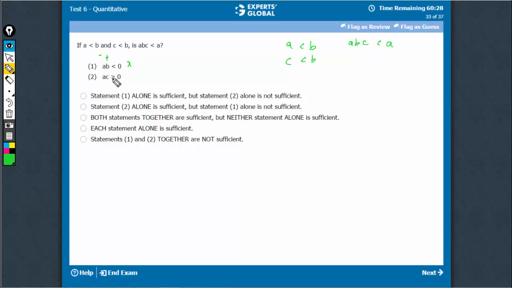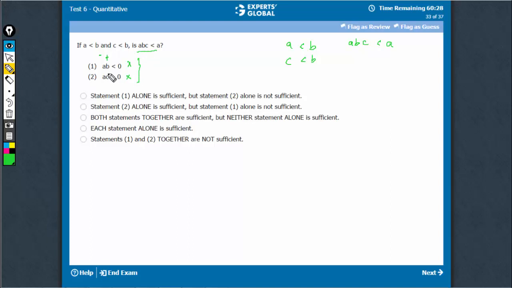Statement 2: a into c is greater than 0. This alone cannot be sufficient. It gives very little information. Although I know that b is greater than 0, even with that, I just know that b is greater than c, but this is too little information to reach the answer. So this is not going to be sufficient.